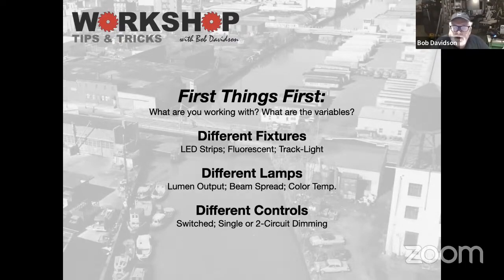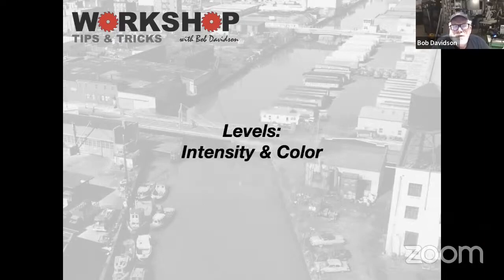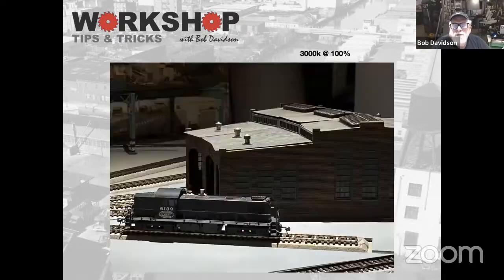So you need to be looking at lumen output, which is a measure of the actual brightness of the lamp, not its wattage. You want to look at beam spread, whether you're using a spotlight or a medium spot, medium flood, wide flood. And then, of course, you want to look at color temperature, which was covered in the first lighting session. And then also controls. So you're just going to be switching the lighting, or many track lights have single or two circuit dimming that you can use. So we'll look at some of these things and how you can play around with some stuff and some tricks too.